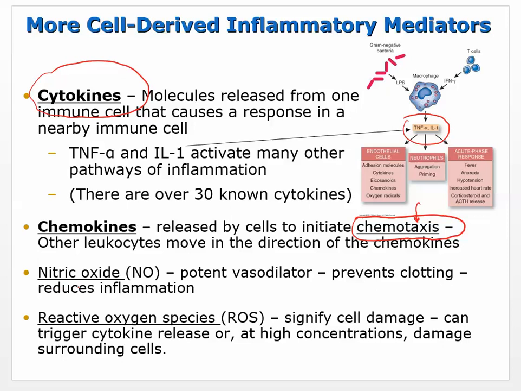Okay, so nitric oxide is a vasodilator, so if you see that, just think vasodilation. Just kind of a little trick here. Nitric oxide is associated with an erection, and that's in a roundabout way how Viagra works. It causes the production of nitric oxide, which causes vasodilation, which allows an erection to take place. But we're not talking about that right now. We're talking about inflammation. But sometimes shocking things help us remember. Nitric oxide prevents clotting, that's another thing that can happen, and reduces inflammation. So reactive oxygen species signify cell damage, can trigger cytokine release, or at high concentrations damage surrounding cells.